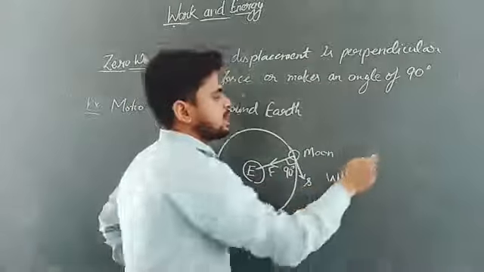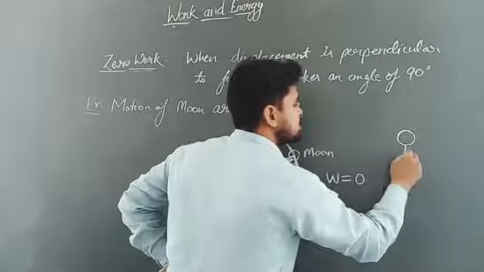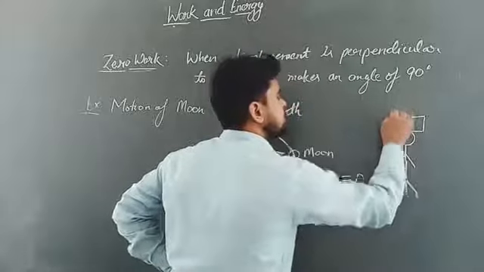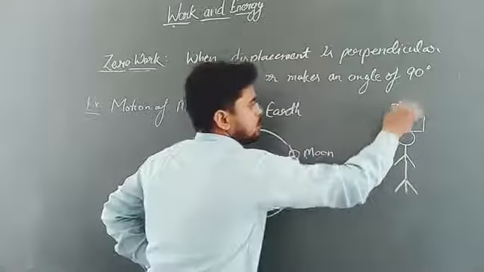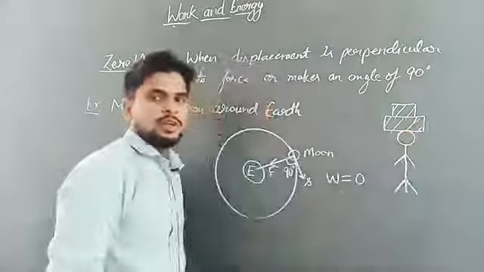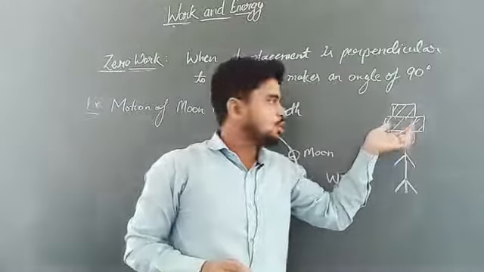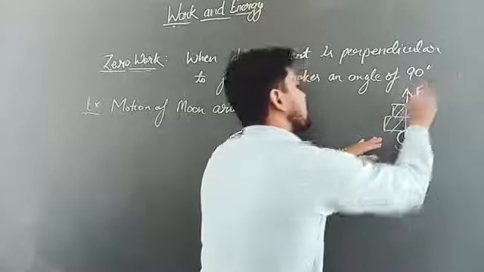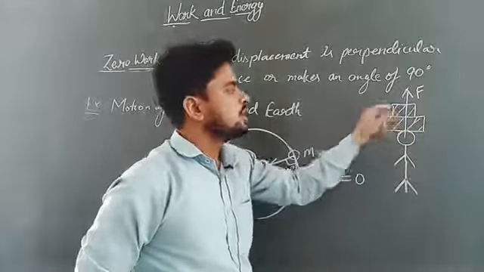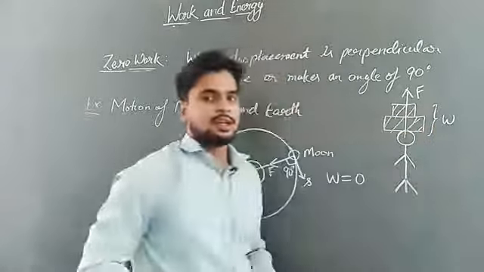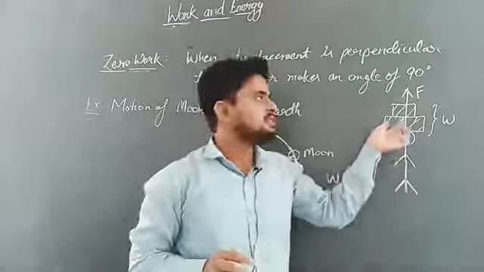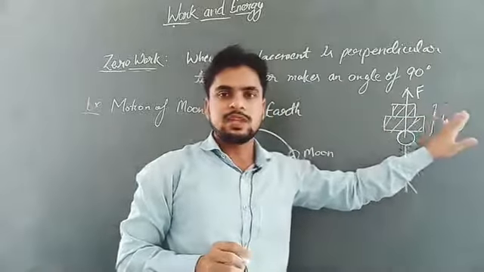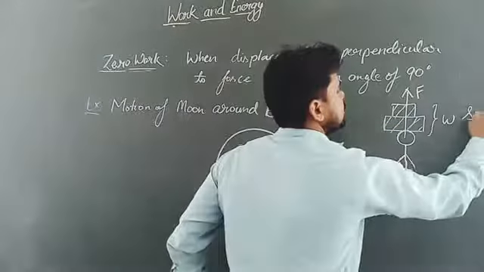Okay. The other example you can take, suppose there is a porter who is standing on the platform having luggage over his head. Now he is just standing on the platform. In order to carry this luggage over his head, he has to apply a force in the upward direction, and this force must be equal to the weight of this luggage. It means he is constantly applying a force in the upward direction, but there is no displacement in the luggage. You can see here the displacement is zero.